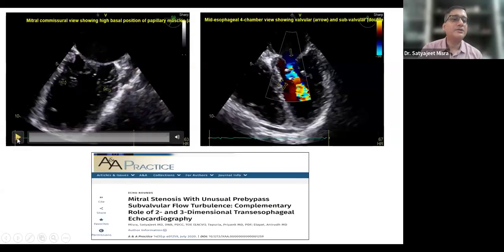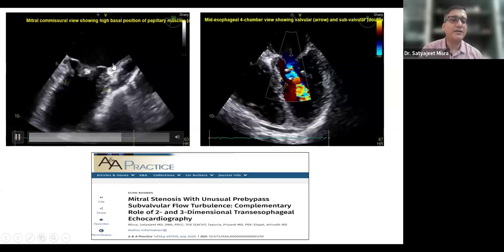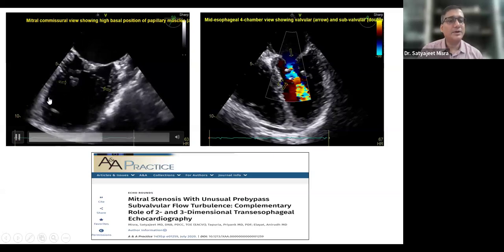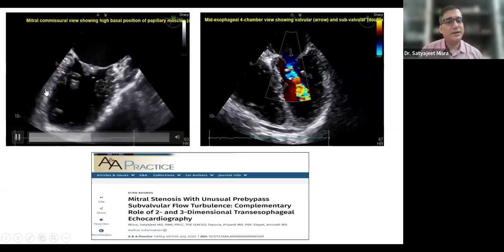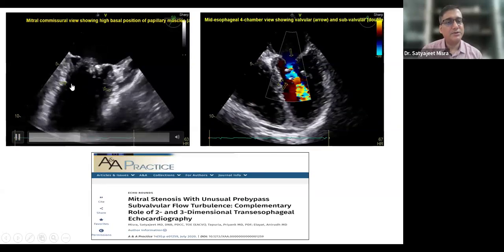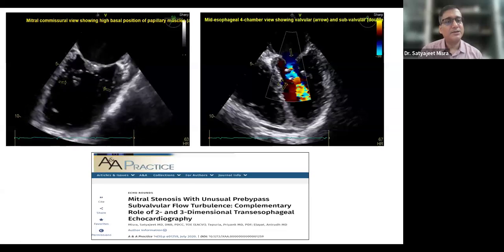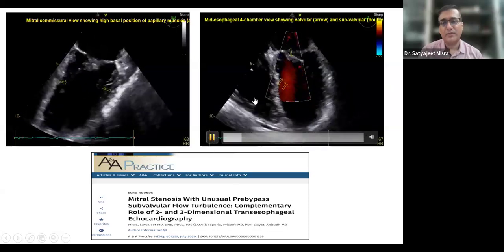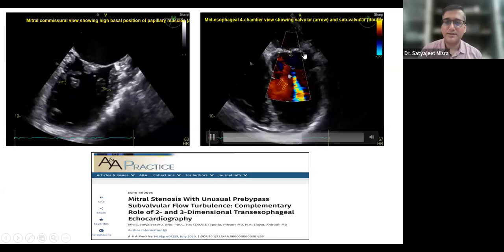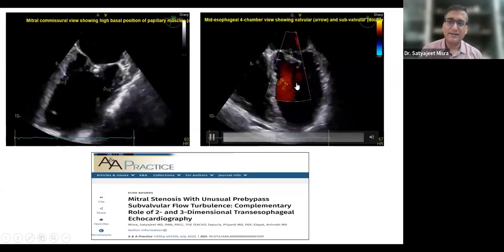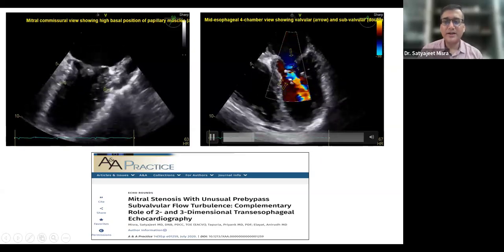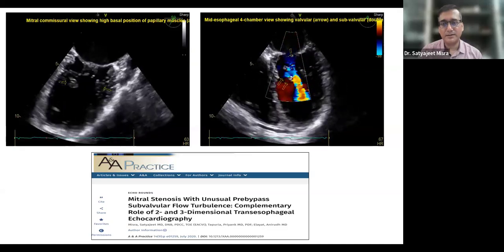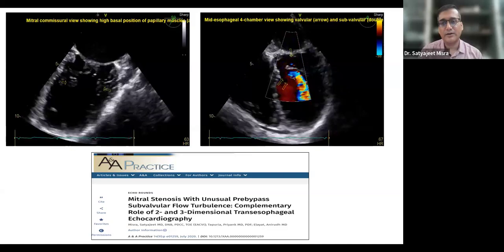Another similar case was a patient with mitral stenosis. You can see the very high basal position of the papillary muscles. Normally, the papillary muscles are between the middle and the apical third of the left ventricle. So here you can see a very high basal position of the papillary muscle, and that is because the papillary muscle has been pulled up secondary to commissural fusion and shortening. When we interrogated with color flow Doppler, we could make out that there were two distinct jets, one at the valvular level and the other at the subvalvular level. We did not get separate gradients for this because we know from our physics that if there are multiple jets, the jet with the highest velocity will be interrogated along the pathway of the jets.